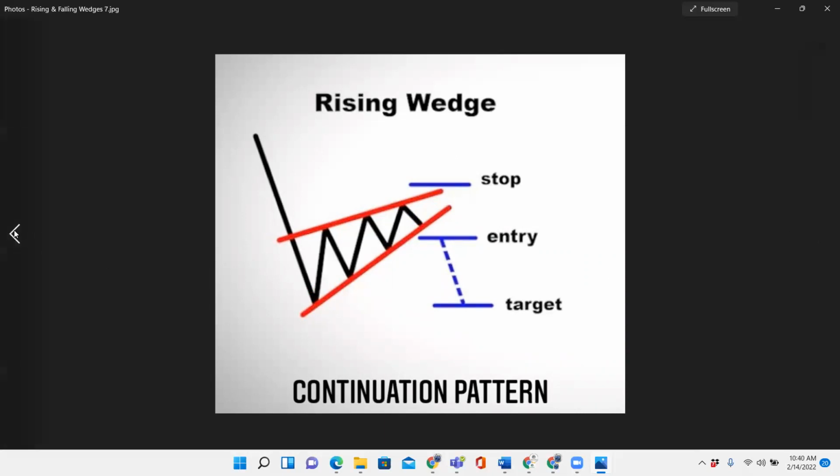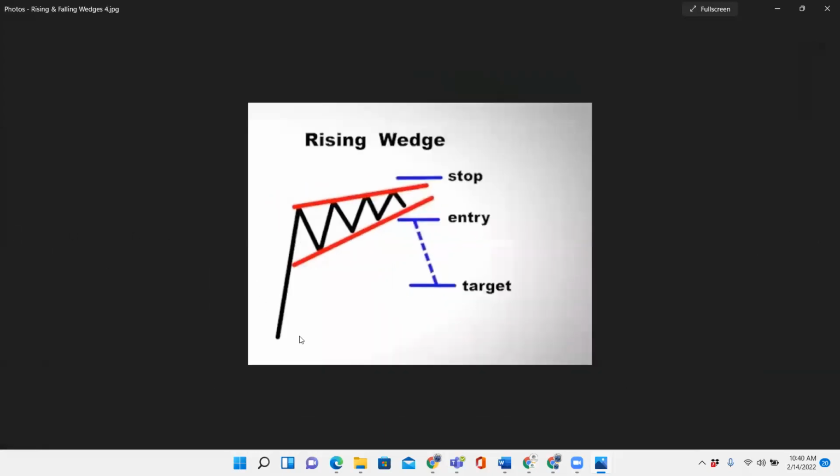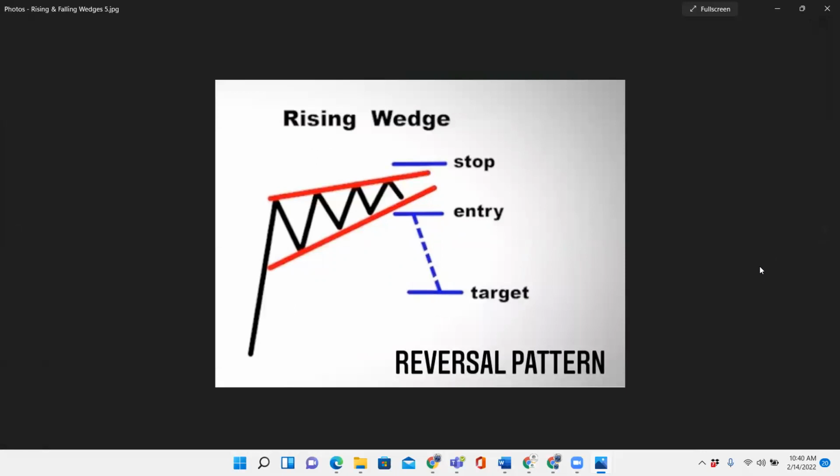Okay, so let's go over that one more time. So we have an up and an up, or an upward trend with a rising wedge. This is a reversal pattern.